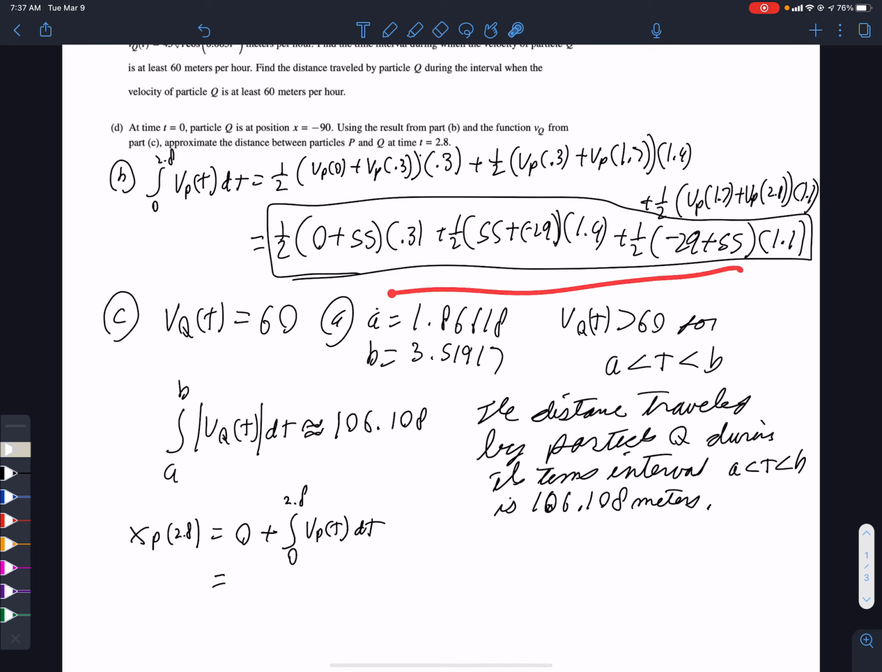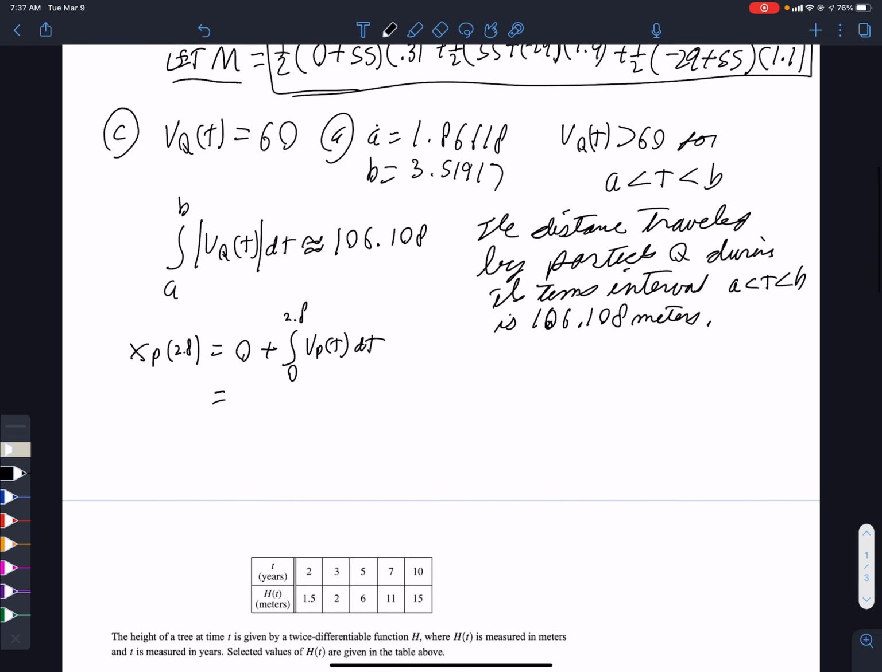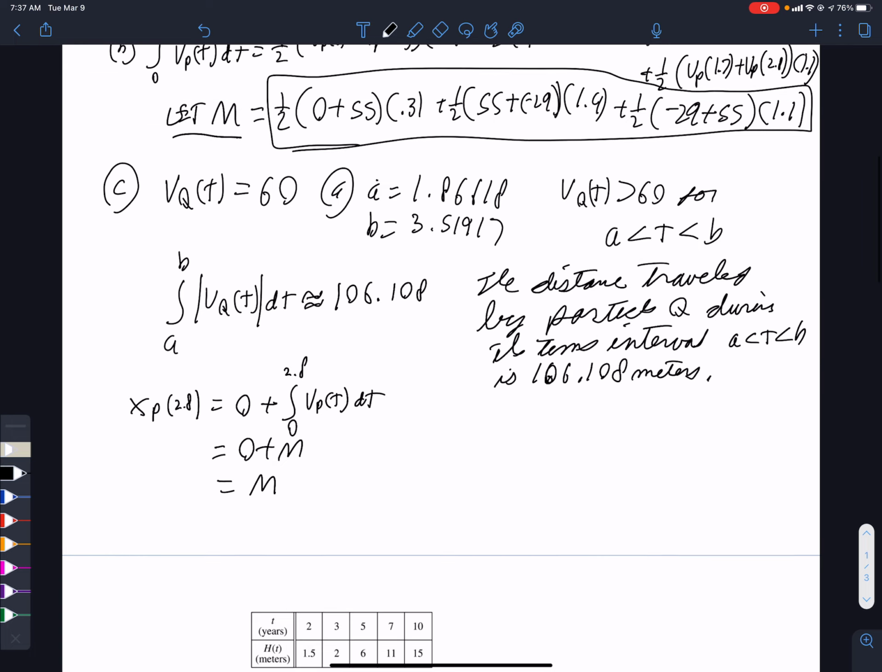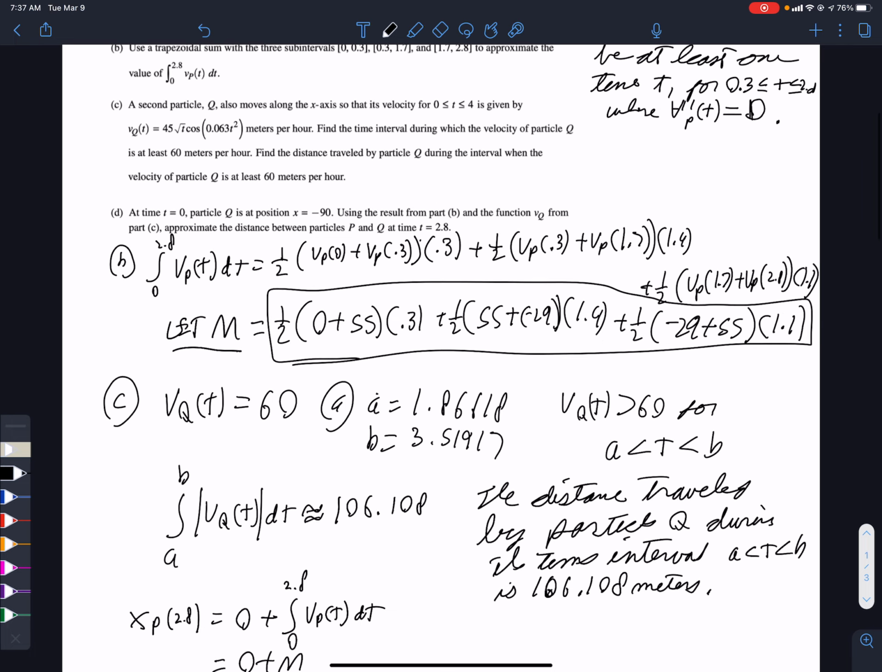Now this, I don't want to write all that down. That's a lot of writing, and I don't want to simplify that. So I'm gonna give it this. Let, what should we call that? I'll give it M. So now we define that. So this would be 0 plus M, or M is the final position of that particle.